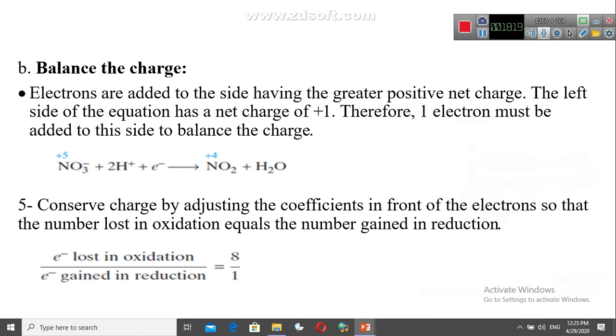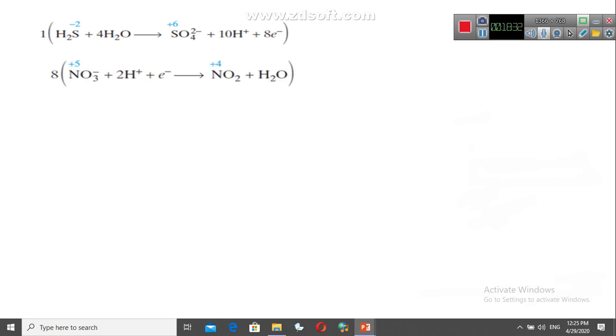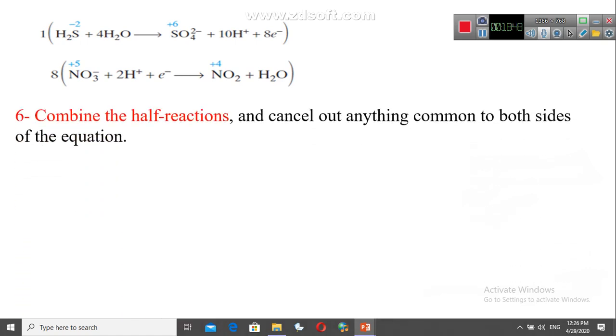How do we balance the number of electrons in each half reaction? By multiplying half equation number 1 by 1 and half equation number 2 by 8 in order to balance the number of electrons. After multiplication, we get the following equation.